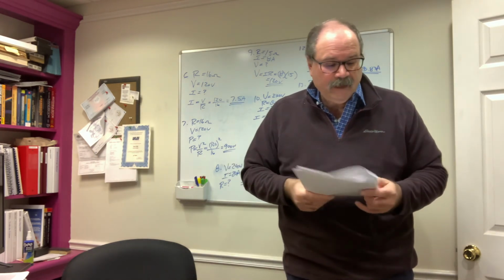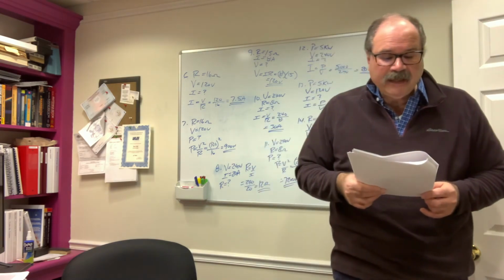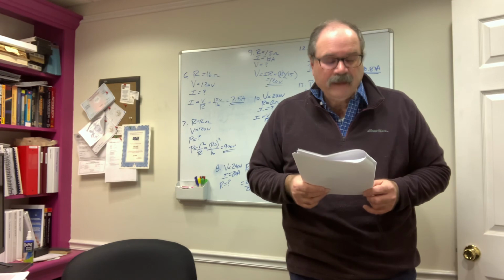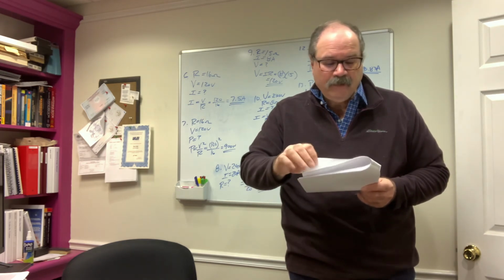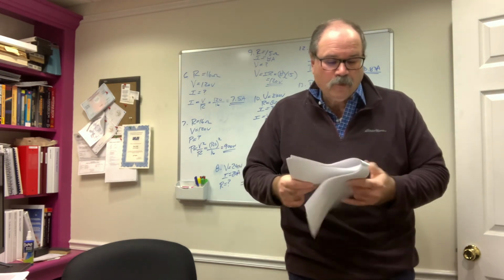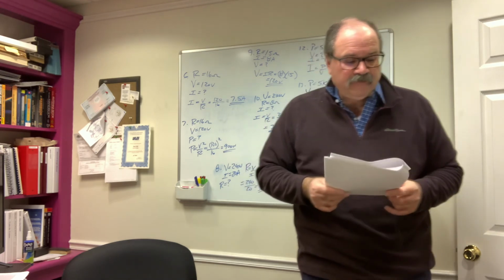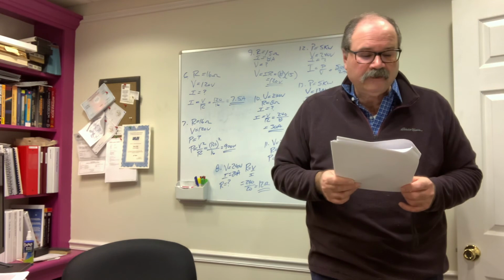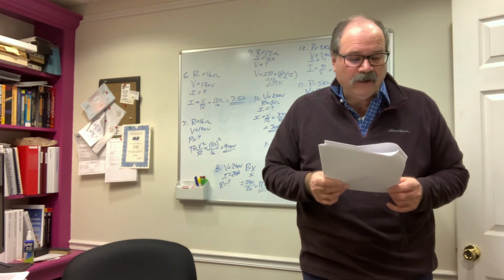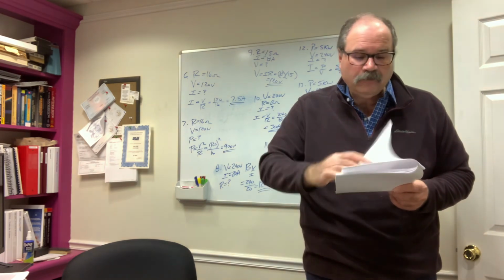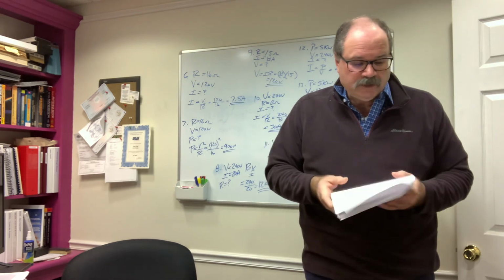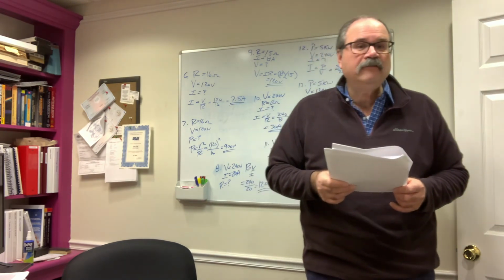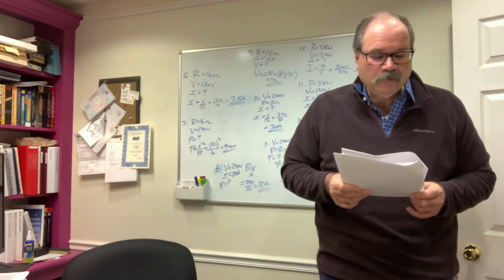Question 17. A 100 watt lamp is connected to a 120 volt circuit. How much current will flow through the lamp? 833 milliamps. Question 18. A 15 watt soldering iron is connected to a 120 volt circuit. What's the resistance of the iron? 960 ohms. Question 19. A 300 watt heating element is connected to a 277 volt line. How much current will flow in this circuit?